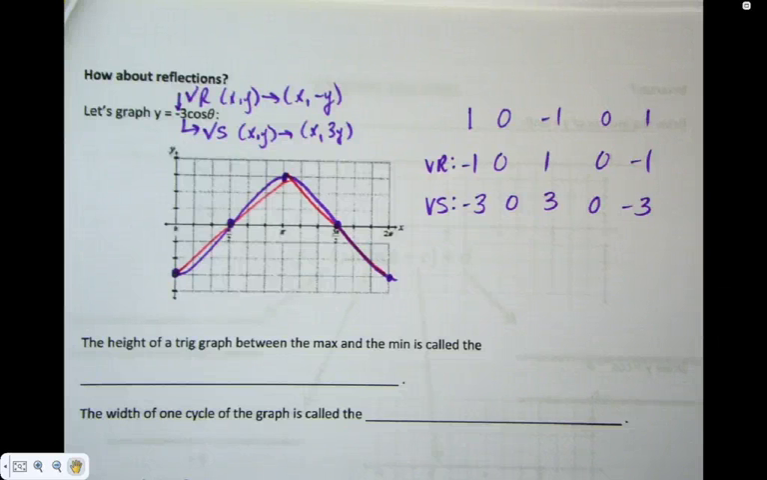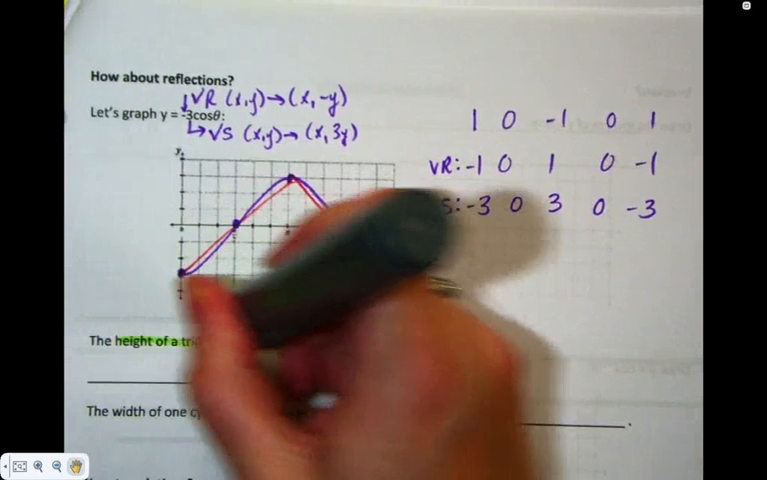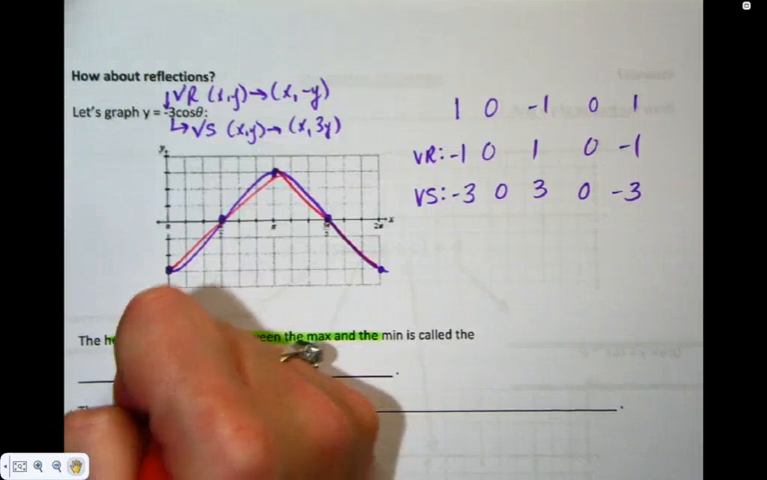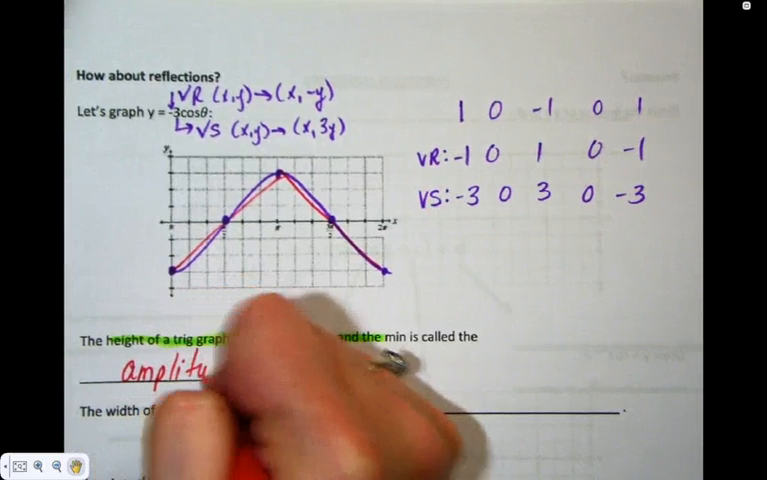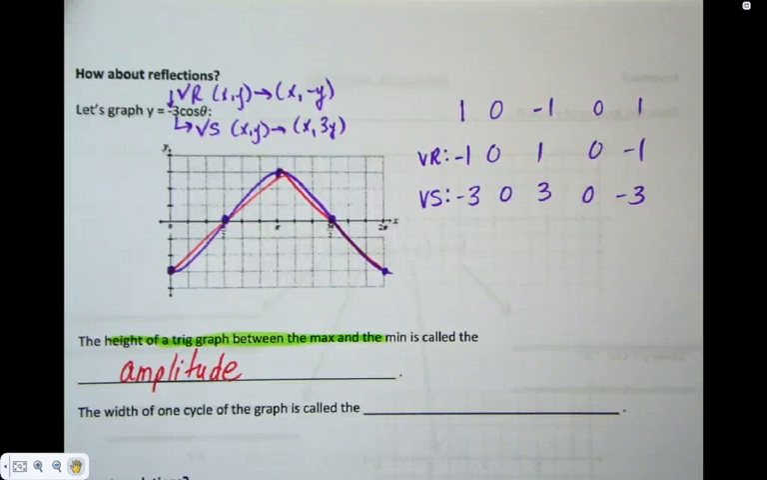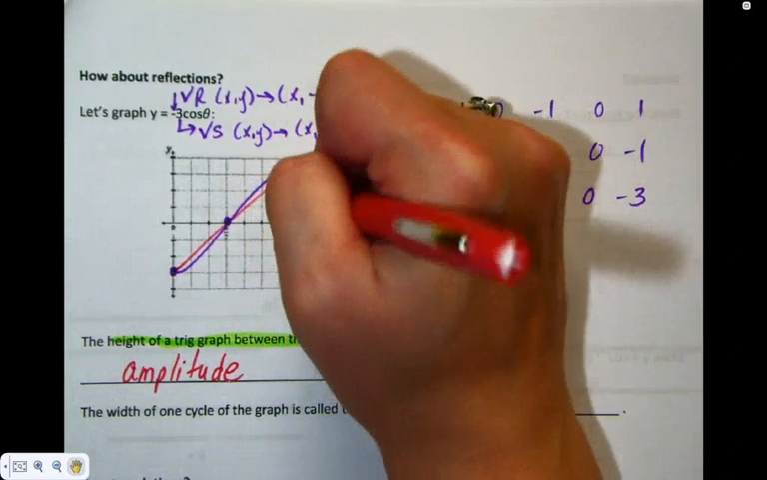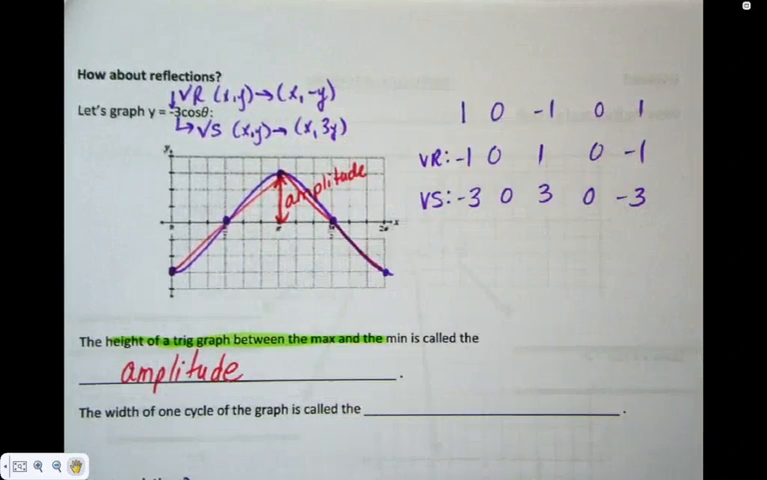Two definitions you need to know. The first is the height of the trig graph between a max and a min is called the amplitude. Physics people, you should know that word. This, for example, is the amplitude of the graph. Non-physics people, have you heard of an amp that's attached to a guitar? What does an amp do? It makes the sound louder, it amplifies the sound. That's because it's taking the sound wave and pulling it up vertically. That's what it has to do with it.